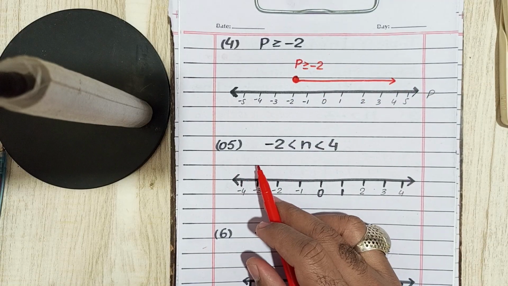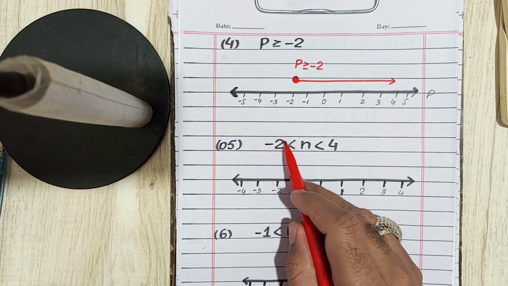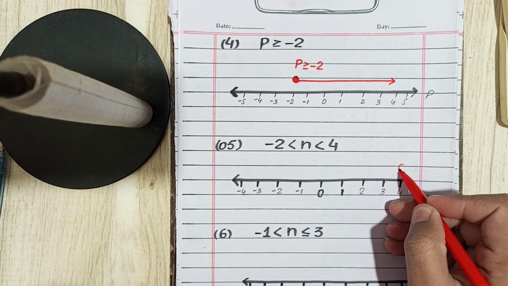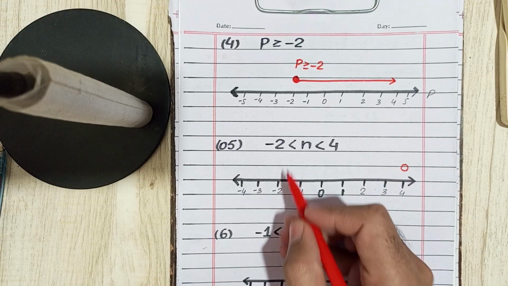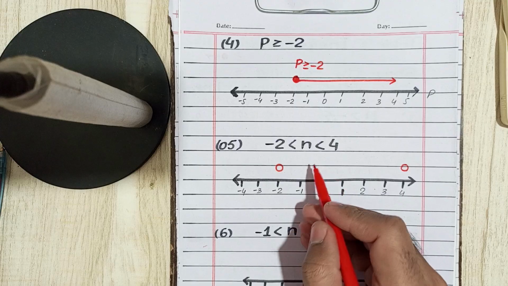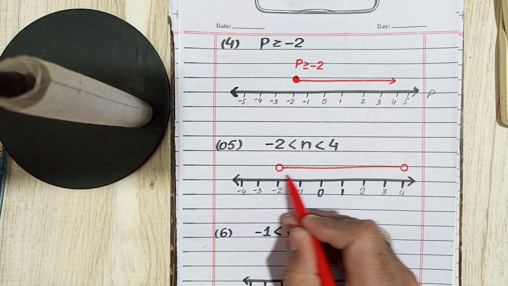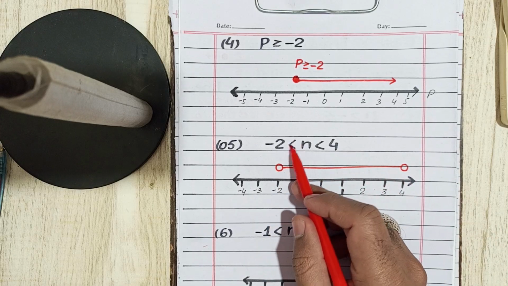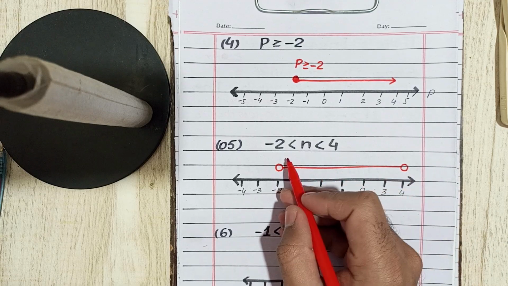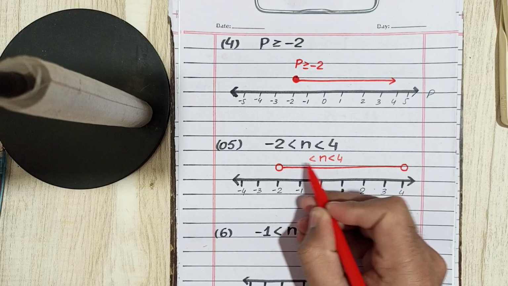Now we have question 5. So in question 5 we have n greater than minus 2 and n less than or equal to 4. So here we have a 4 and here we have a negative 2. So we draw two circles. Here we have a less than sign, so we use open circle, which represents n less than 4 and greater than minus 2.